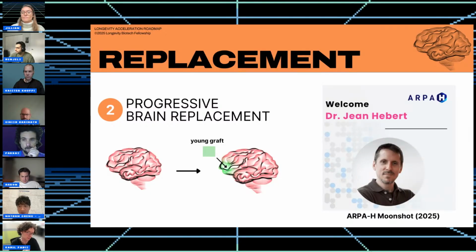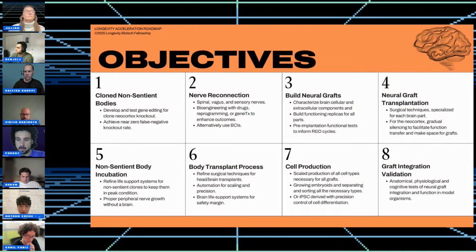Okay, and the big news there is, the U.S. agency ARPA-H, which is kind of like the DARPA for biomedical moonshots, hired Jean Hebert, who was the leading researcher on a gradual brain replacement, to lead maybe a $100 million plus moonshot program in brain replacement, and they announced it just a couple months ago, and teams have been applying, which is really great.